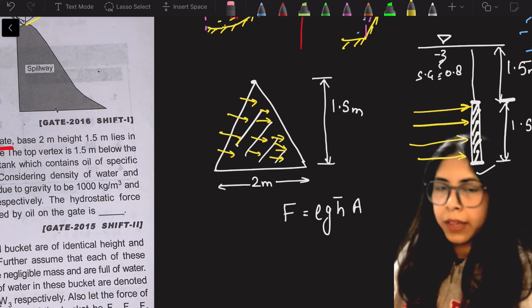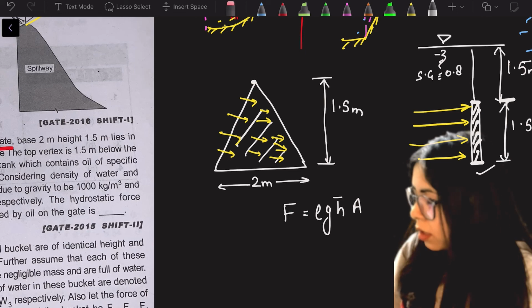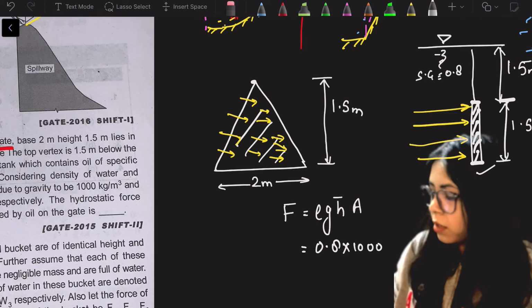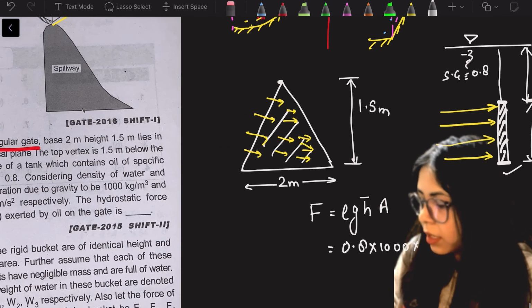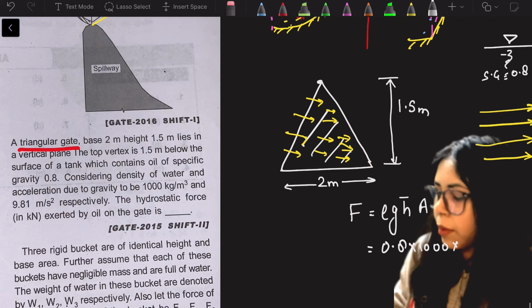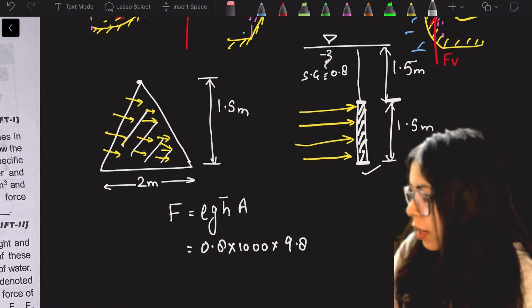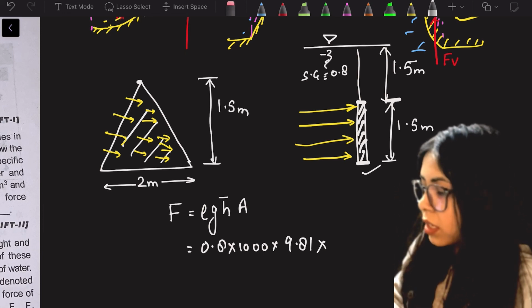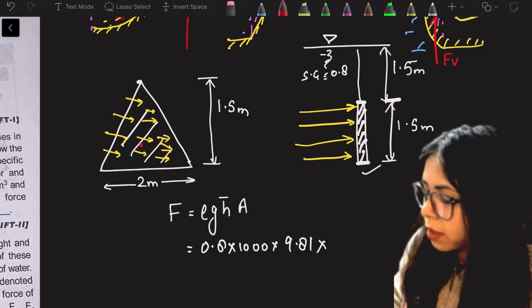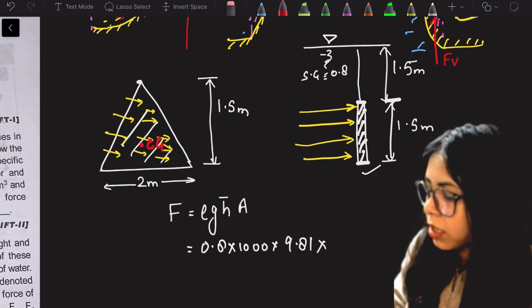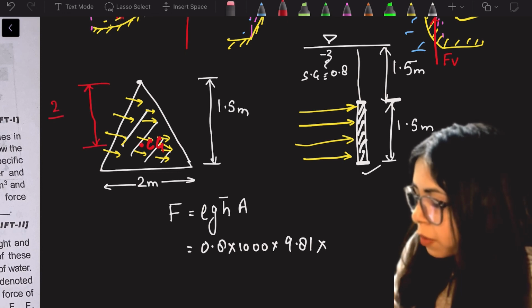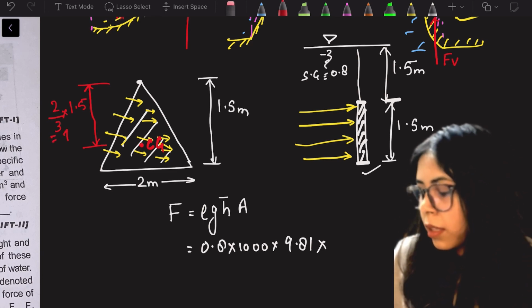If you try to imagine, if I put the density as 0.8 into 1000, which is that of water, so it is 800 into acceleration due to gravity, which they are asking to take as 9.81. So I will take 9.81, and h bar, the height of the CG of the body. CG of the body will be somewhere here. That CG is at 2/3 of the total height, right? So 2/3 of the total height of 1.5 meter will be nothing but 1 meter.